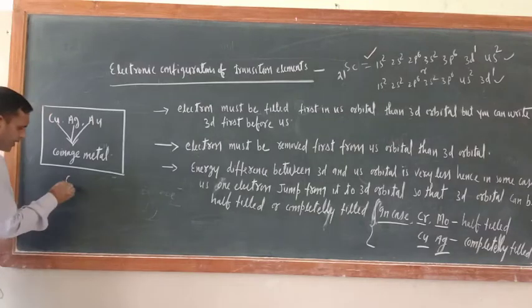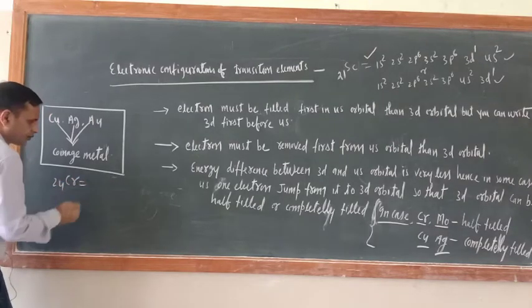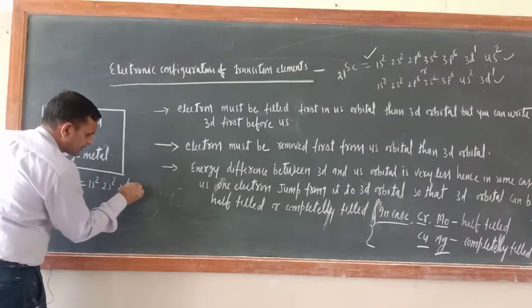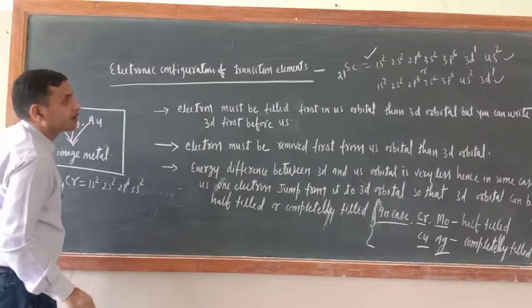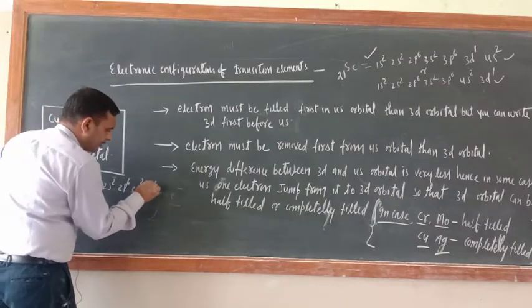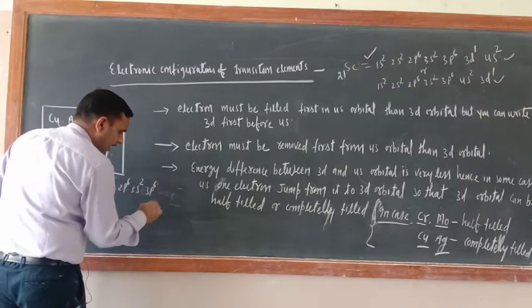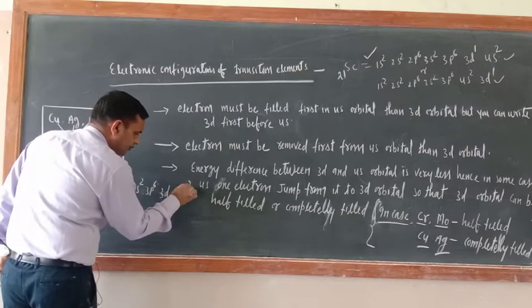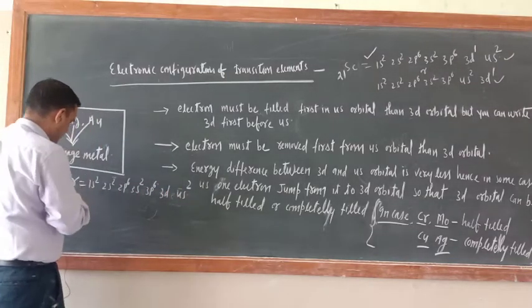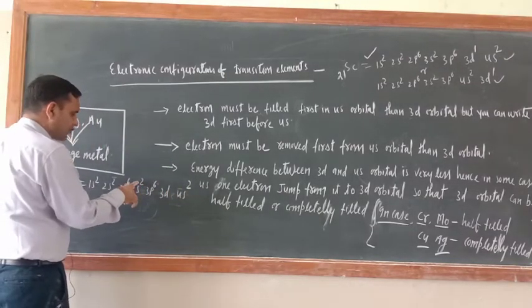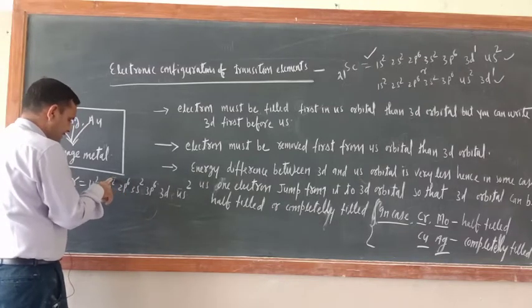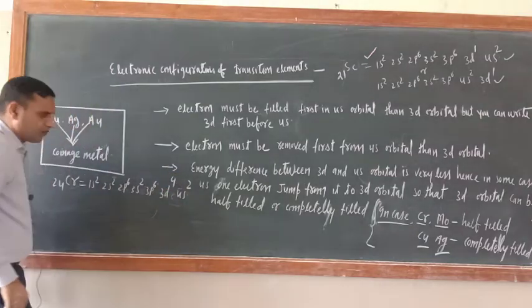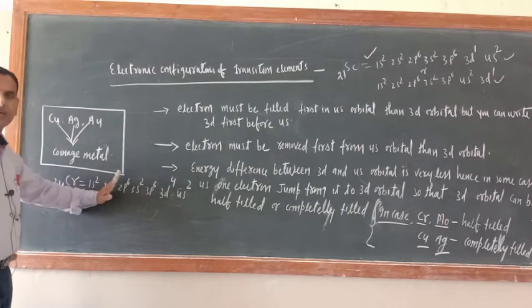Just see. Chromium is 24. So what should be the electronic configuration? 1s2, 2s2, 2p6, then 3s2, 3p6. After 3p what should be there? 3d and 4s. First you fill 2 electrons in 4s. Now how many electrons are left? Just see, 6 to 8, 14, 16, 18, 20. Now 4 electrons should be in 3d. This should be the electronic configuration.